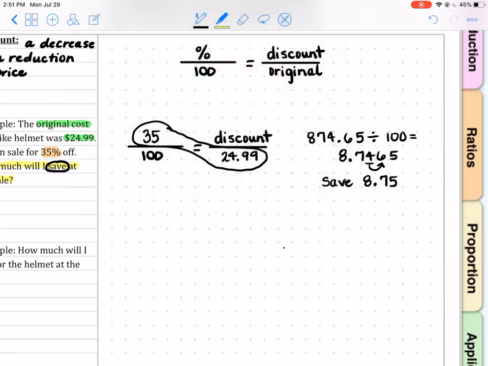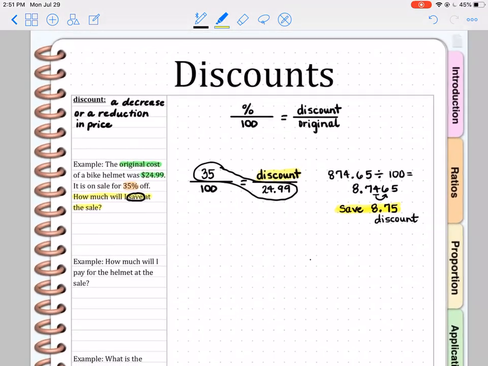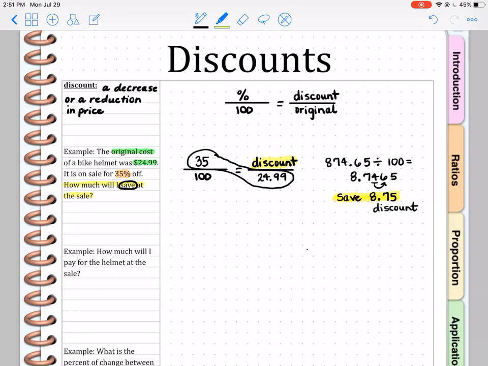That is your answer. How much will you save? That's the discount. That's what we just found. That is this number. Okay. So problem 1, our first example, is done.